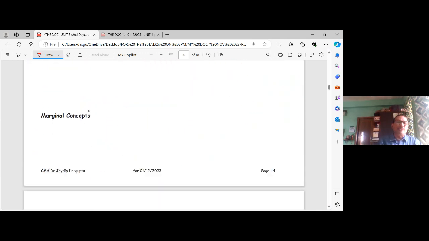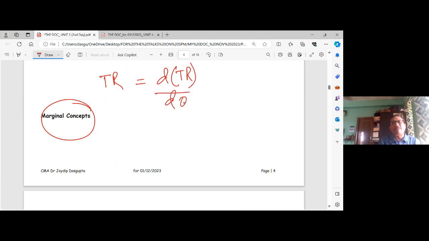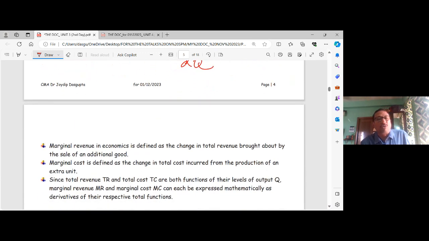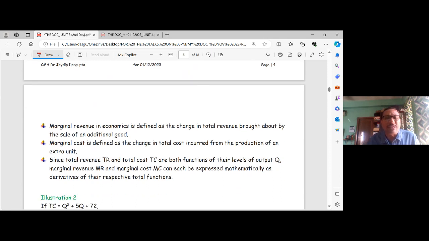So the marginal concept, which I have already talked about: you have total revenue. If you take the derivative of the total revenue curve, you will get the marginal revenue. And if you take the derivative of the total cost function, you get marginal cost. As simple as that. Why am I now getting into economic concepts? Because marginal concepts are economic concepts. What does marginal revenue mean? An incremental change in revenue, etc.